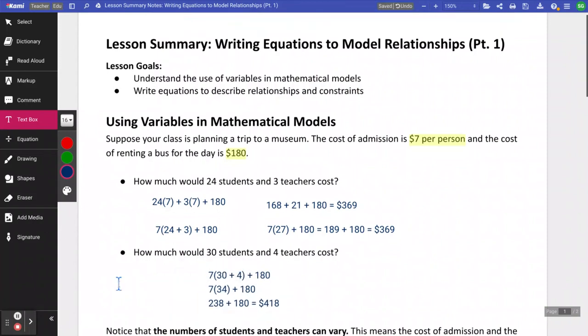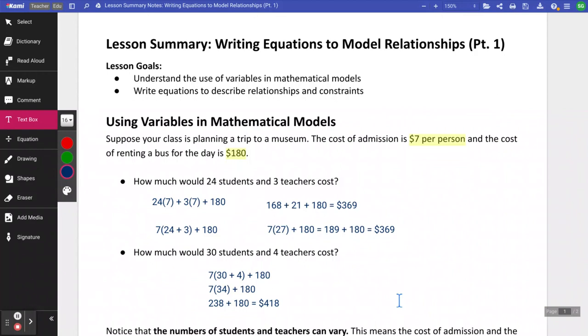Now, the real purpose of this lesson isn't to do calculations like these, but remember our topic is being able to use variables. And a big part of variables is paying attention to which numbers in these situations, which quantities can vary or change. Both times, the cost of admission, that $7, that was a constant value. So was the bus here, the cost of renting a bus for the day.